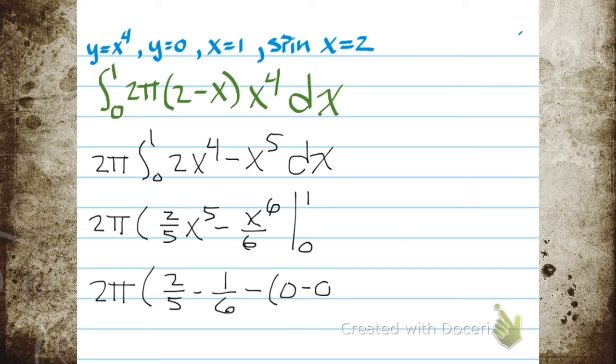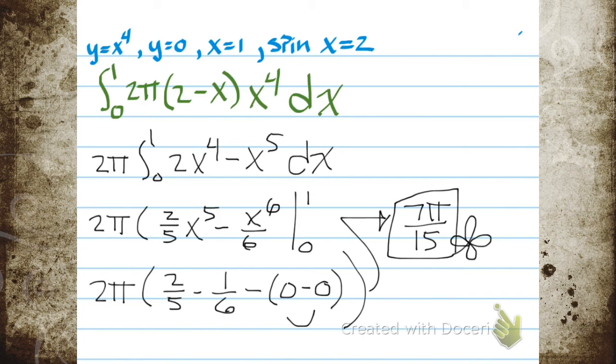Minus the lower bound. Okay, simplify it. And it turns out to be 7 pi over 15.